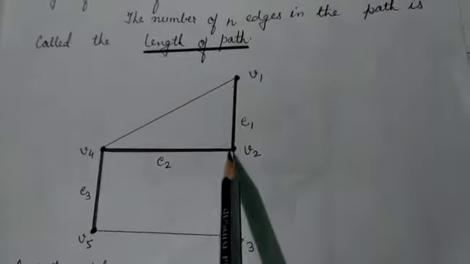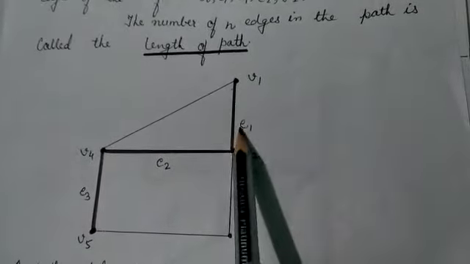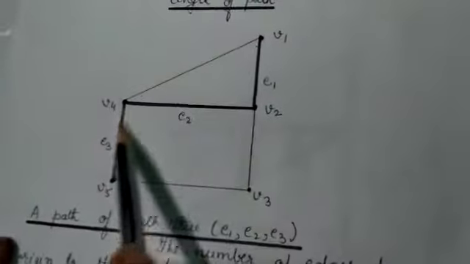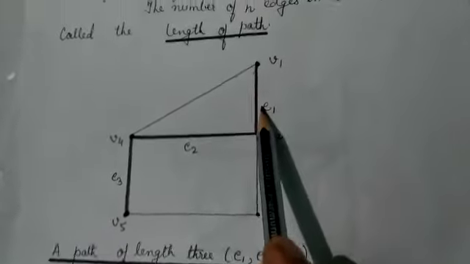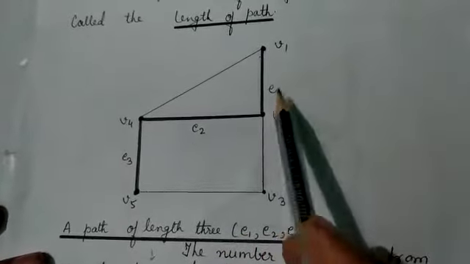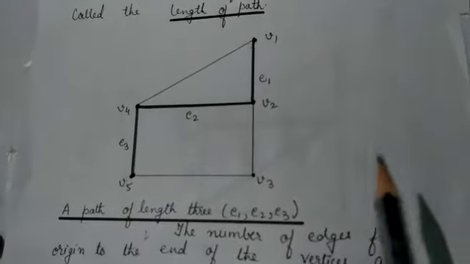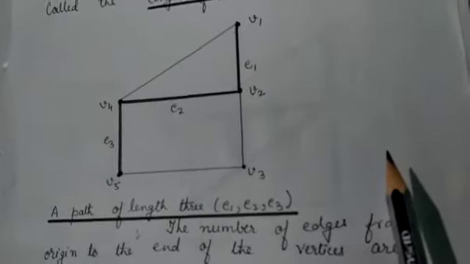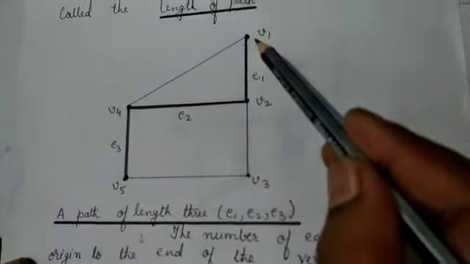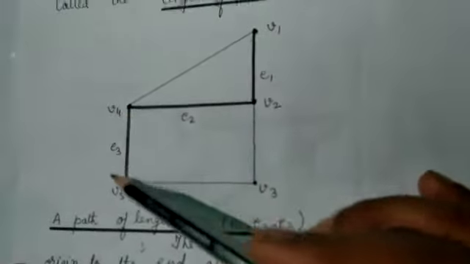The darker part is the path: V1, E1, V2, E2, V4, E3, V5. So this is a path. And the length, the number of edges, is E1, E2, E3. So the length of the path here is 3. The number of edges from the origin to the end vertex is 3. And here the path is V1, E1, V2, E2, V4, E3 and V5.